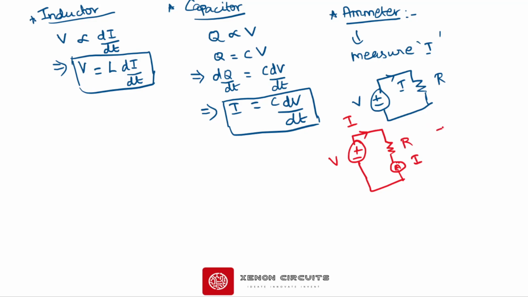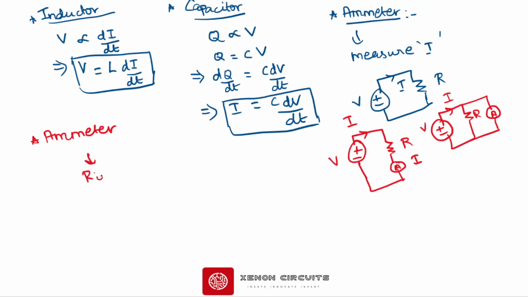In case we connect the ammeter across the resistor in parallel, what will happen? The current will get divided ideally, right? But we do know that an ammeter has an internal resistance of 0.